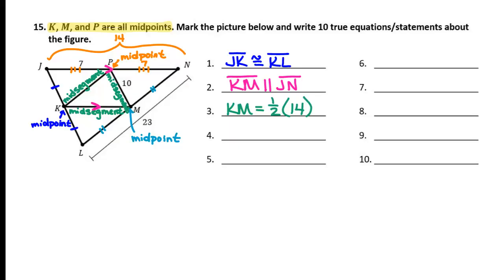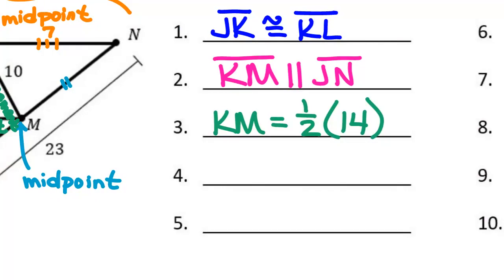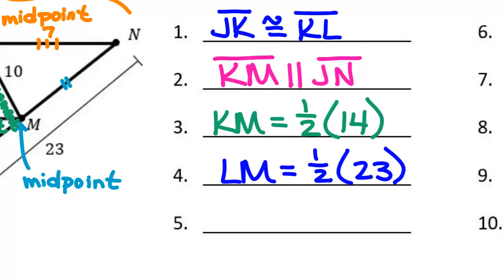You said LN? LN's 23. So how big would LM be then? What is M again? It's a midpoint. So how much of this whole side is LM? 11.5, or half of it, yes. LM is equal to half of 23, or you could write LM equals 11.5. That would be the exact same thing.